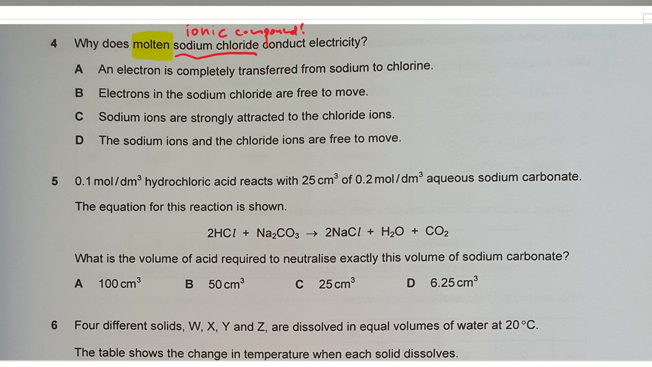Right, so sodium chloride is an ionic compound. This question is asking how come a molten ionic compound is able to conduct electricity. This has got to do with the free moving ions. The answer will be D, because the sodium ions and the chloride ions are free to move when it is in the molten state, because the lattice structure is now broken down. So the answer for question number 4 is D.